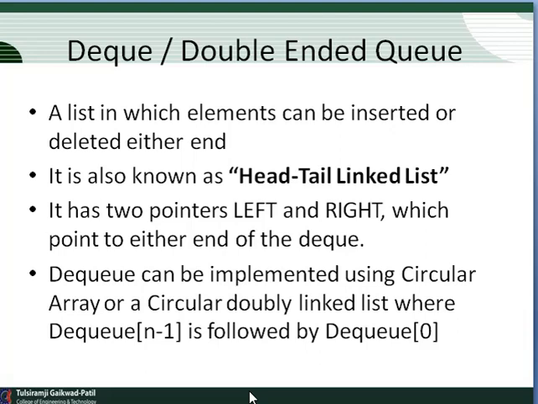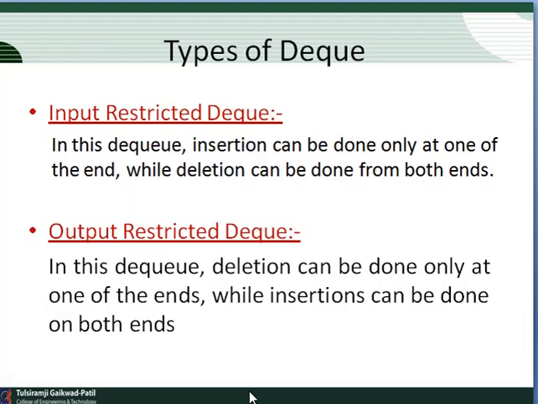A DQ can be implemented using a circular array or a circular doubly linked list, where DQ of n-1 is followed by DQ of 0. There are two different types of DQs: input restricted DQ and output restricted DQ. In input restricted DQ, insertion can be done at only one end, while deletion can be done from both ends. In output restricted DQ, deletion can be done at only one end, while insertion can be done at both ends.